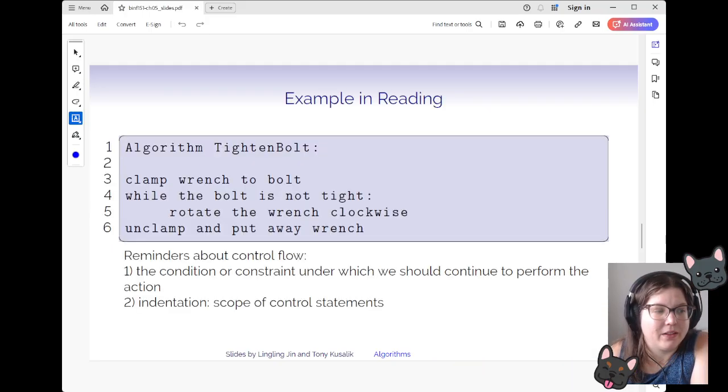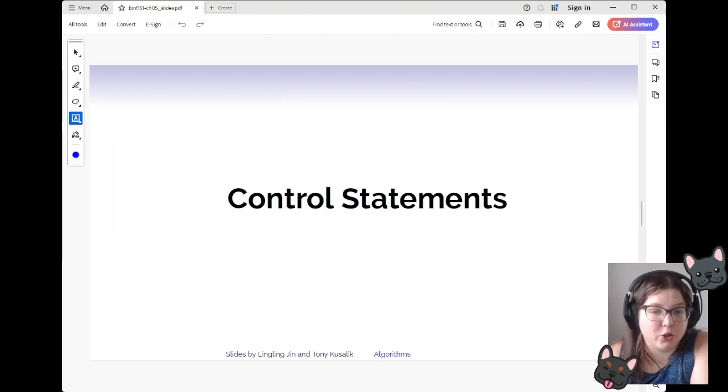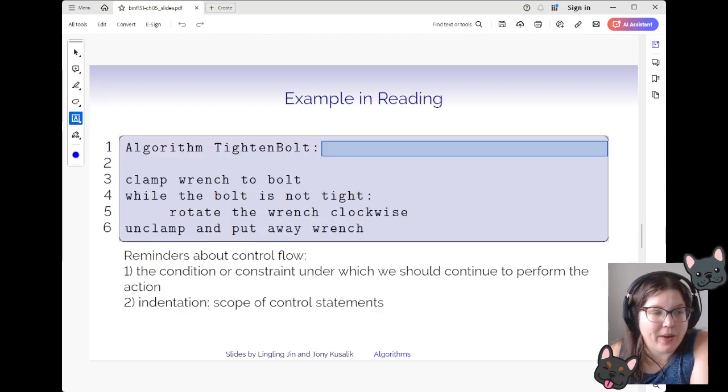There we go. So those were examples of control statements. We also had some examples in the reading where we were using a while to tighten a bolt. So we had this algorithm called tighten bolt. We clamped our wrench to the bolt, and while the bolt was not tight, we rotated the wrench clockwise.